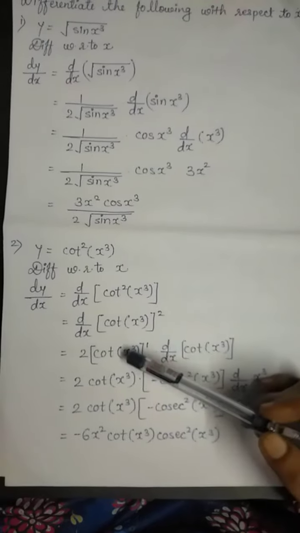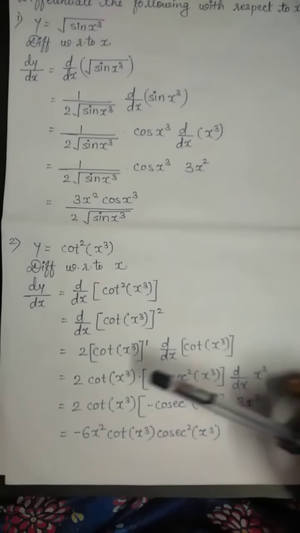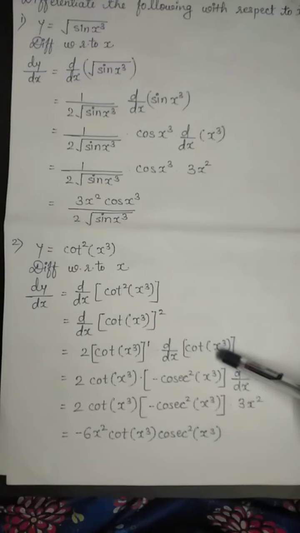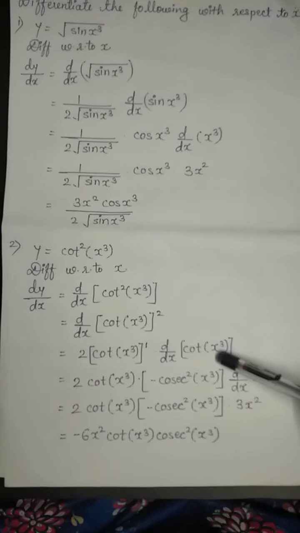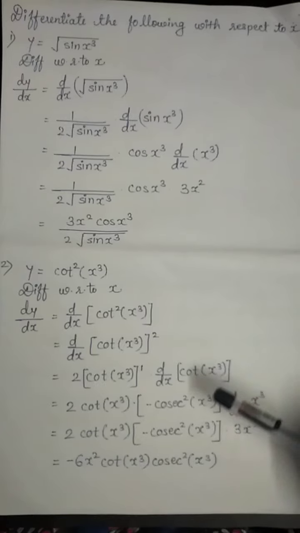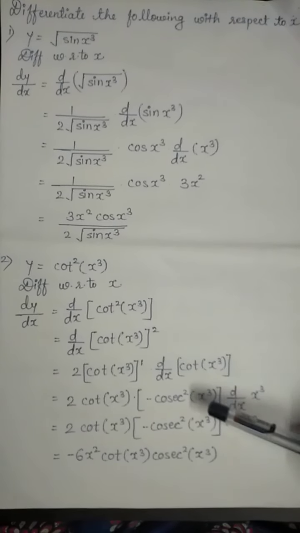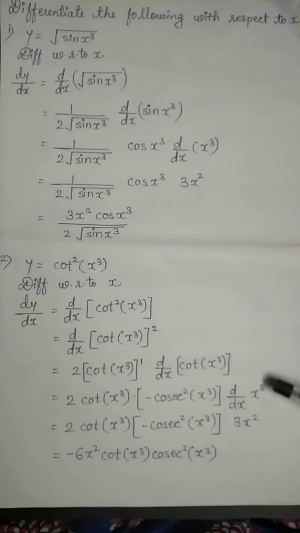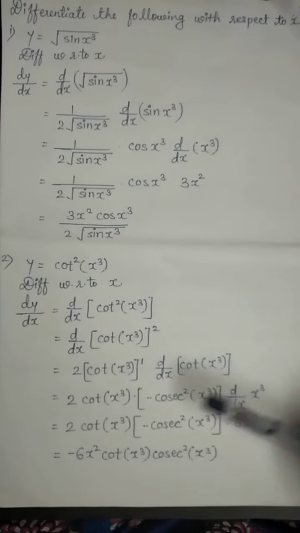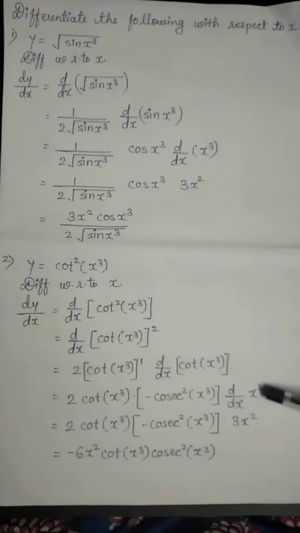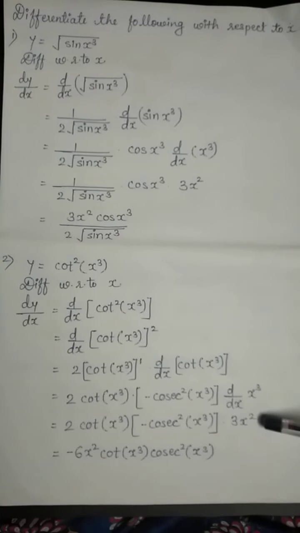So in the next step this term will be as it is. Considering x cube as x, the term is cot x, and we know the derivative of cot x is minus cosec square x. So the answer is minus cosec square of x cube. Then again the derivative of this x cube. So in the next step these two terms will be as they are, and the derivative of x cube is 3x square.